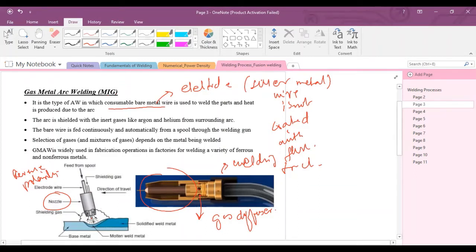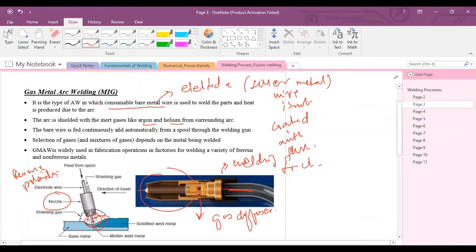The only difference is that in this torch there is one passage, as you can see. This passage is for the shielding gas. What is the function of the shielding gas? Shielding gas is here to protect this electric arc and this molten pool from the environment. As I've already explained, we need to protect this molten pool from oxide formation, because oxide will cause corrosion over the surface of the weld. So shielding gas like argon and helium is used.